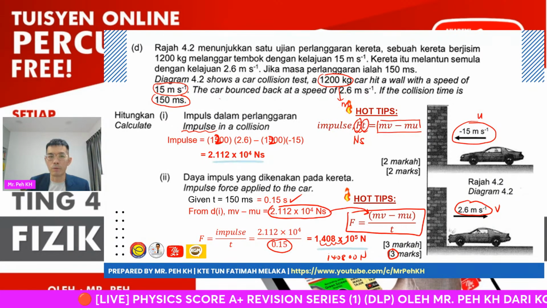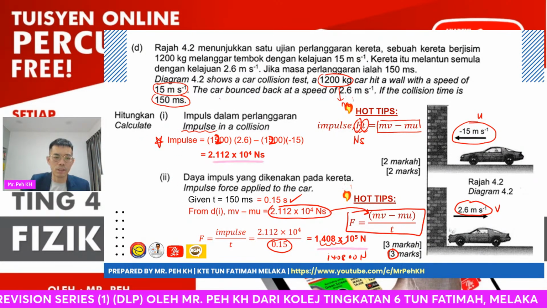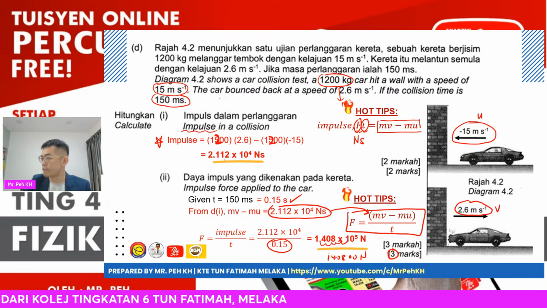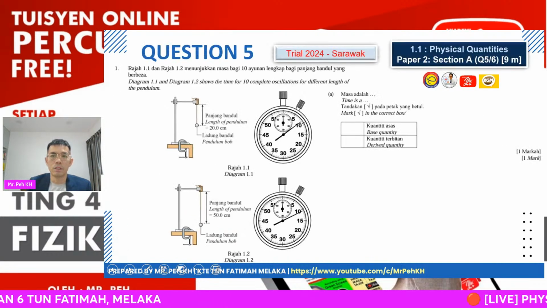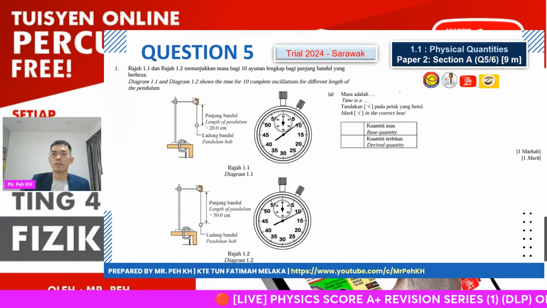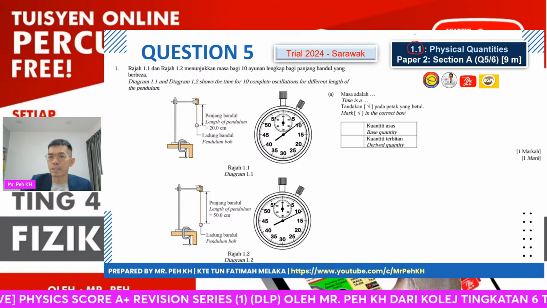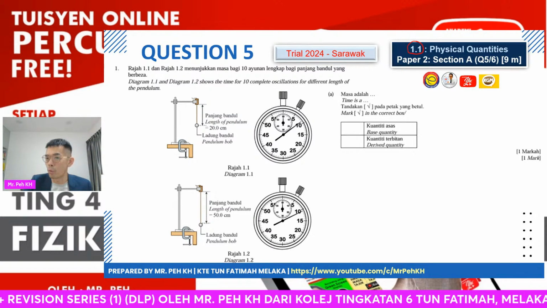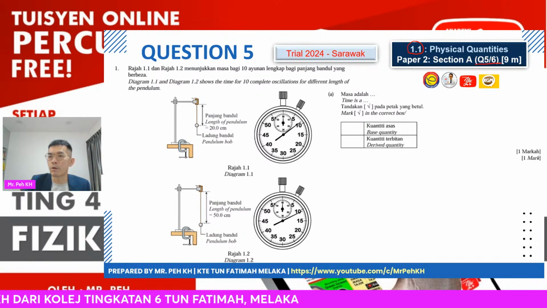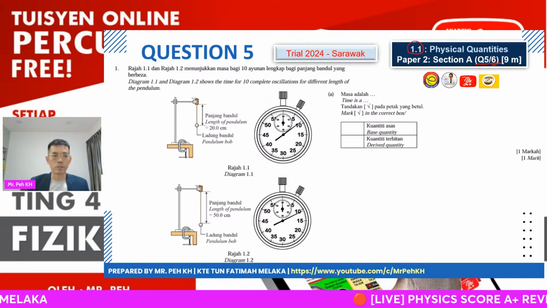Okay, so here we go for our next question. I hope that you all are able to differentiate the formula between impulse and impulsive force. Those two are actually different things. So here we go for question number 5. Again, we take the question from the state of Sarawak, and the question tested here is from subtopic 1.1, physical quantities. The tested question here is the type of question of conception from question number 5 or 6 now.